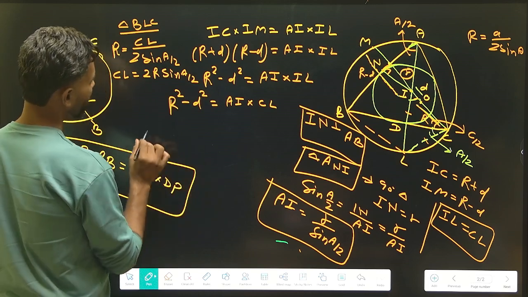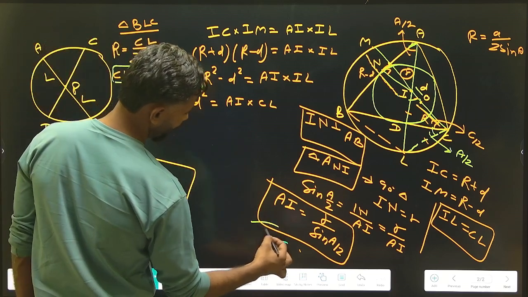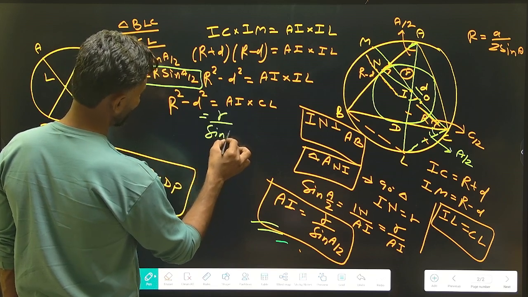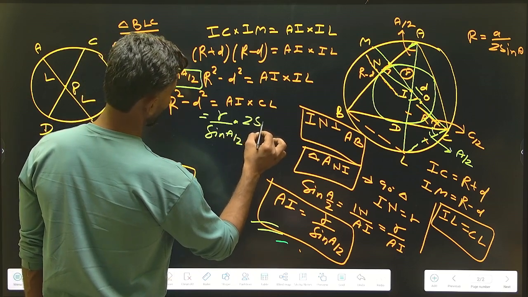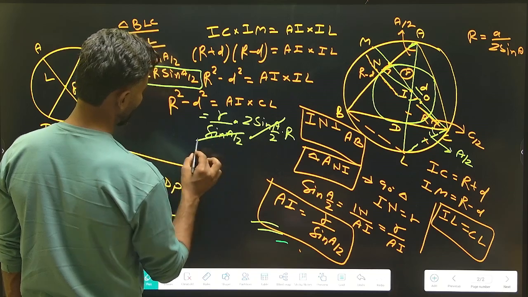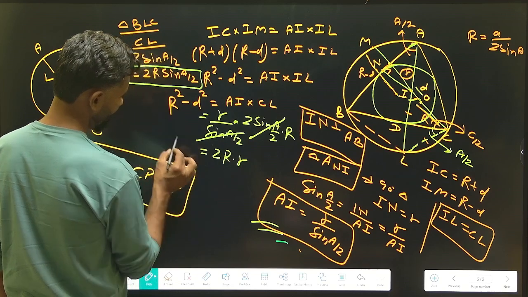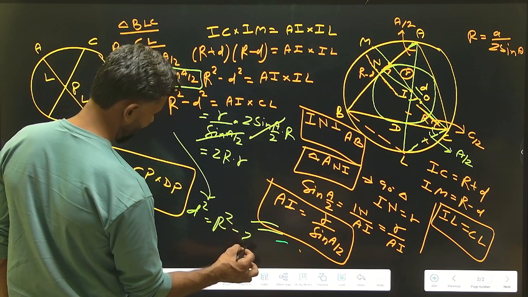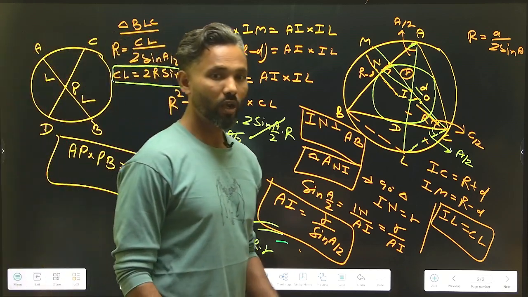Now I am going to place the values. This is the value of CL, and this is the value of AI. So it will be R upon sine A by 2 multiplied by 2R sine A by 2. Sine A by 2 cancels, so this is 2R into R. Now we can say D square is equal to R square minus 2R into R. So this is Euler's geometry theorem.